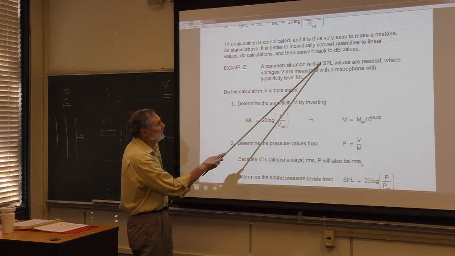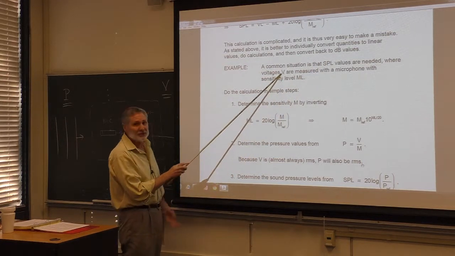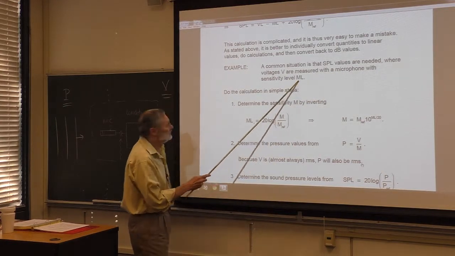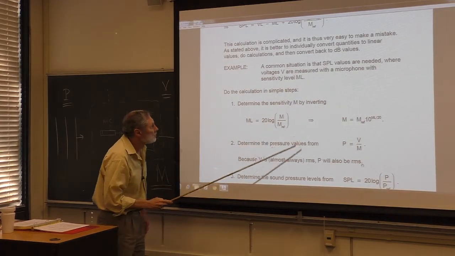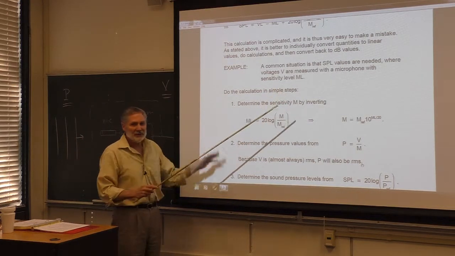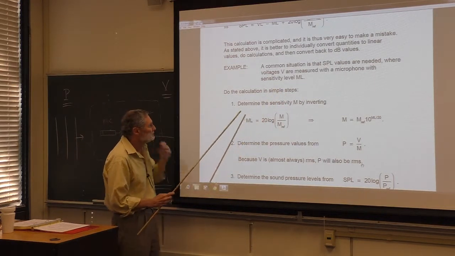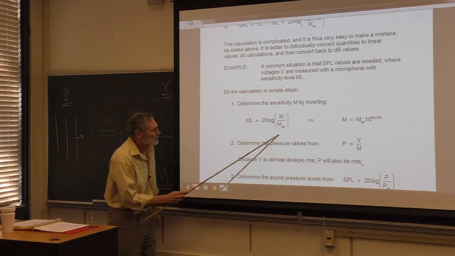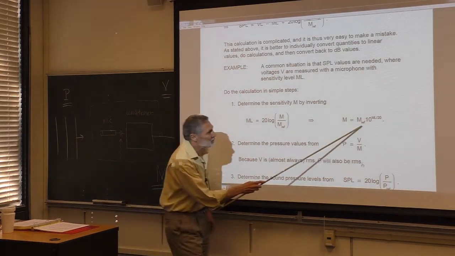Let's say we want to find SPL. We measure the voltage. This is common. And we're given a microphone with a sensitivity level. This is also common. So here's what I recommend. Get rid of all the dB stuff, okay? For example, we've got the sensitivity level. We get rid of it by inverting this. Remember, as we talked before.